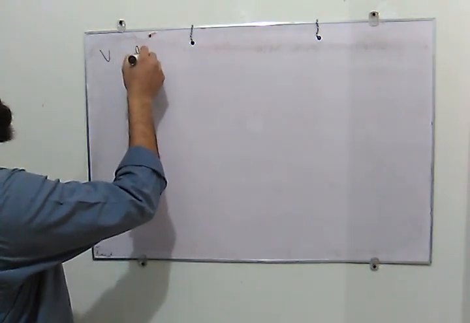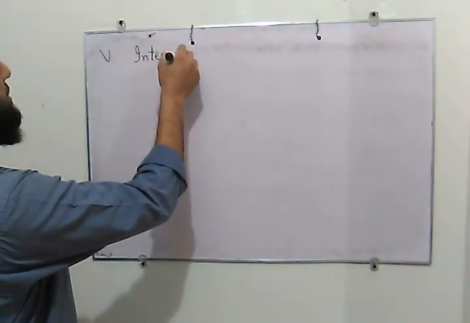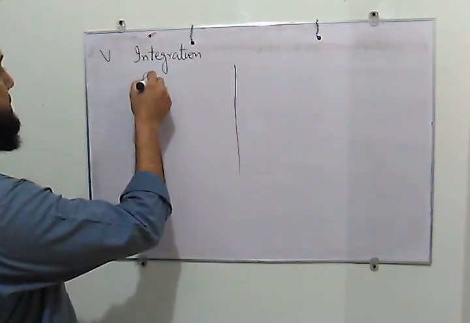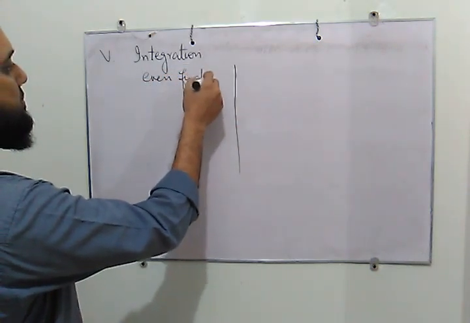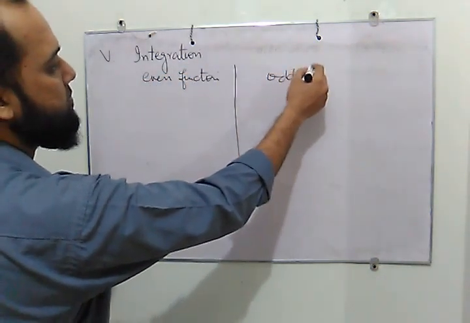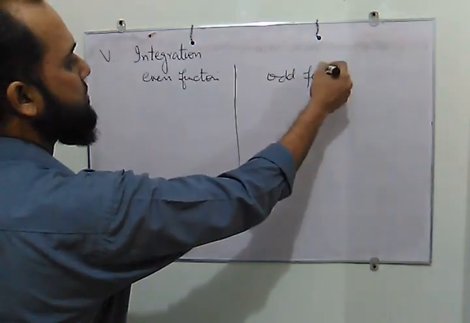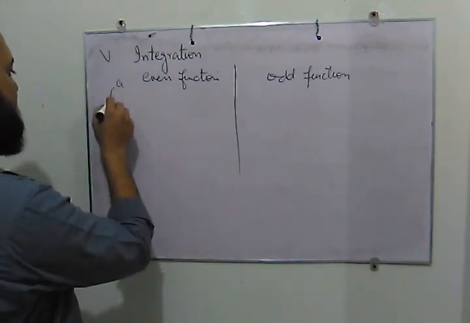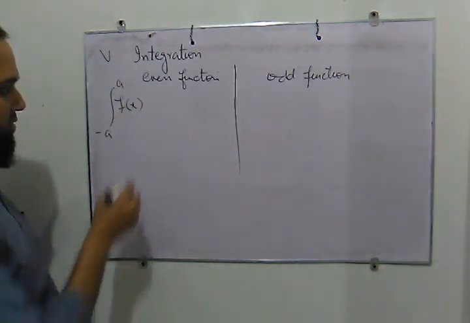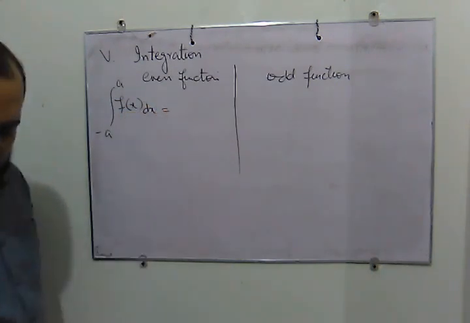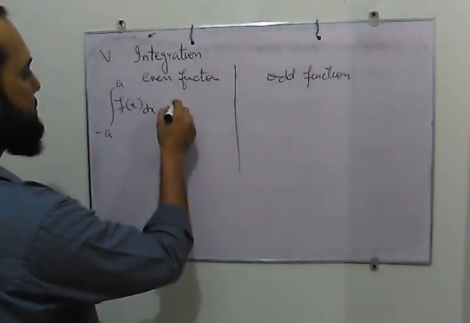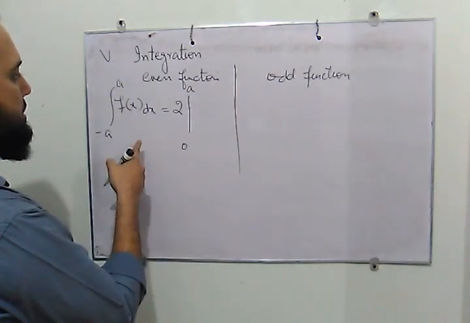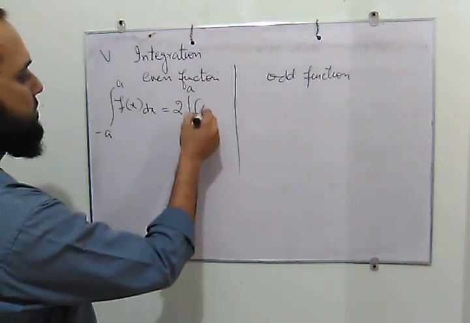This is the fifth property, which is integration. It says that for an even function and an odd function, if we integrate, for example, from minus a to a of f of x, then we can write it as 0 to a. Minus a to a, if we break it up and add, it will become twice the integral from 0 to a.